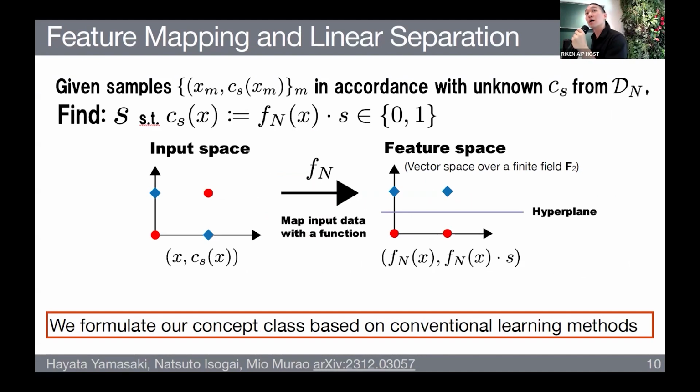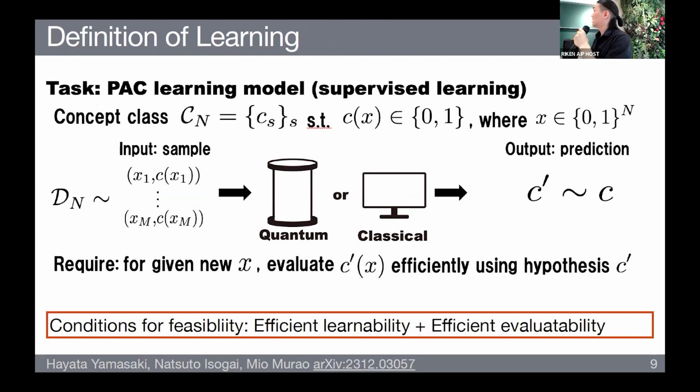Question: What is the difference between C prime and C? C is the true function, the true concept, which may be unknown throughout the learning. But the whole point is that on the support of the data distribution, C prime and C should look the same. C is the true concept, and C prime is the one found by the learning process. Exactly, it's just a prediction. Okay, thank you. It should coincide only on the support of the data distribution.